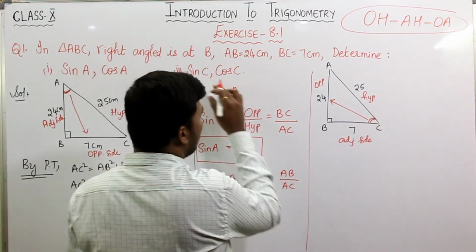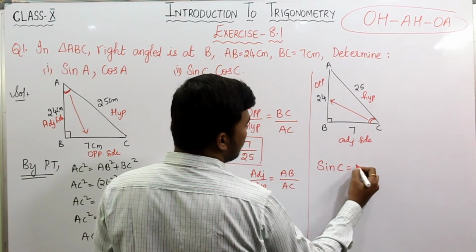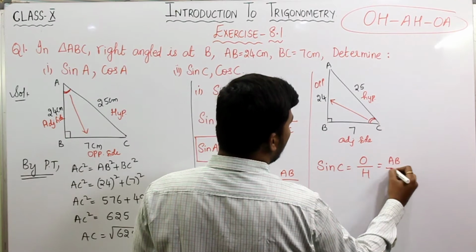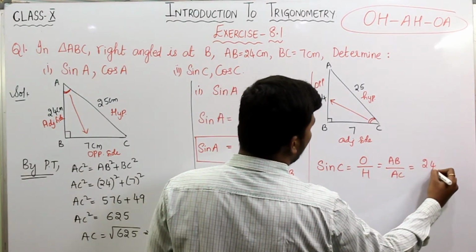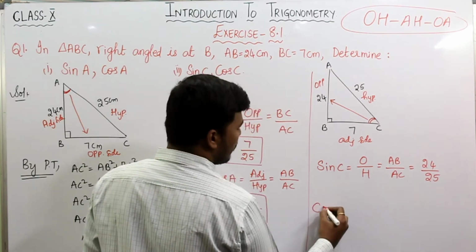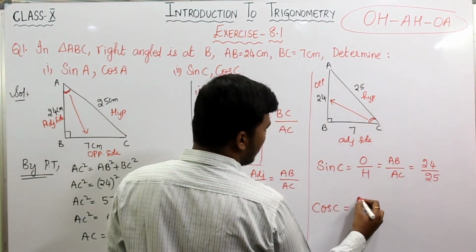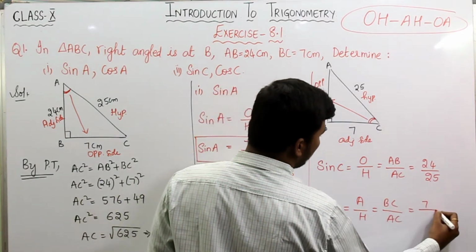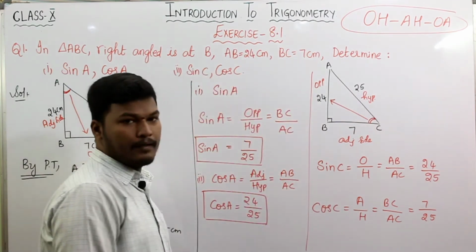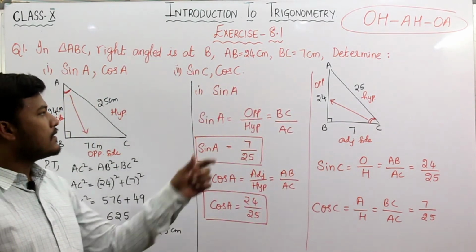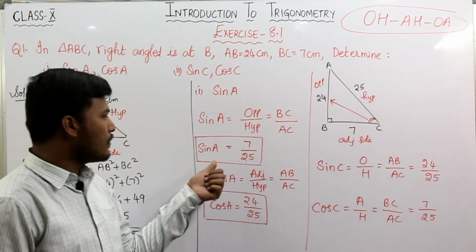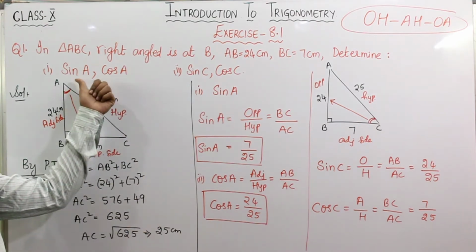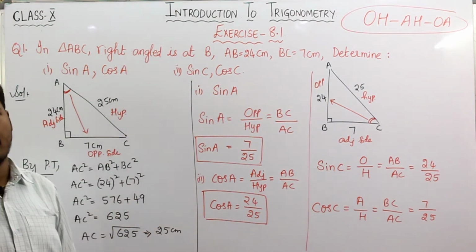So now what we have to find out? Sin C. Sin C is equal to opposite by hypotenuse, that is AB by AC, so that is 24 by 25. And cos C is equal to adjacent by hypotenuse, which is BC by AC, which is equal to 7 by 25. So you can see here, as the angle changes from A to C, the values of sin and cos also change. So be very careful what is given, what angle is given and from where we have to consider.